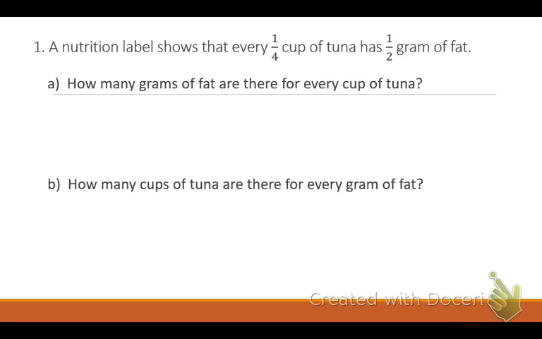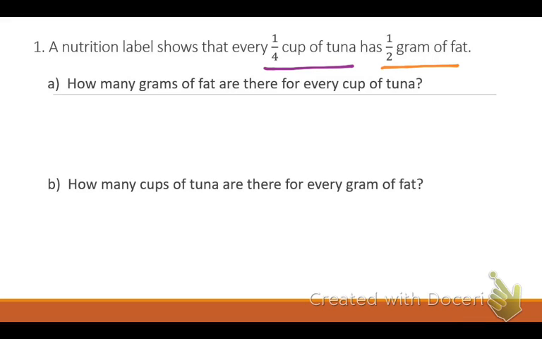Problem number 1 says, a nutrition label shows that every 1/4 cup of tuna has a 1/2 gram of fat. All right, so A says, how many grams of fat are there for every cup of tuna? Notice up here that it says I've got 1/4 of a cup of tuna. Does everyone see that? Okay, so how much do I have of fat? A 1/2 of a gram of fat.